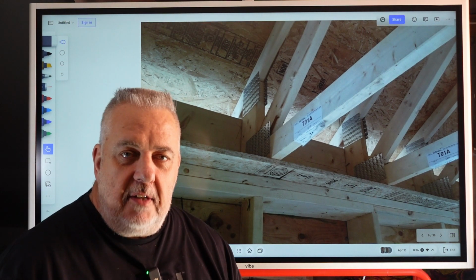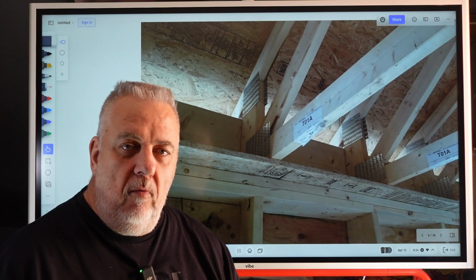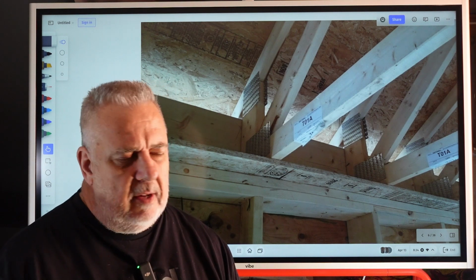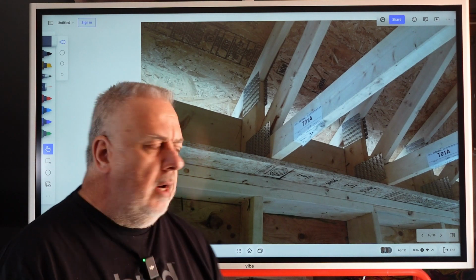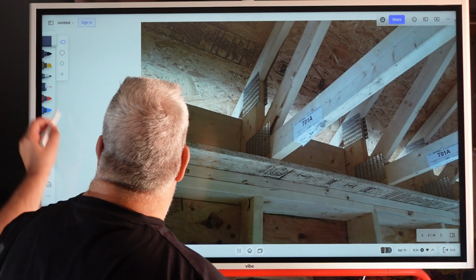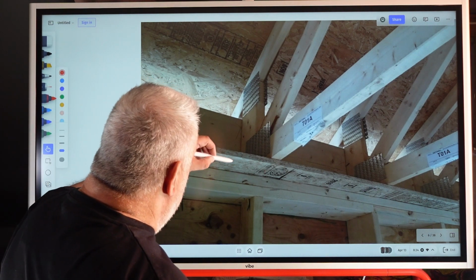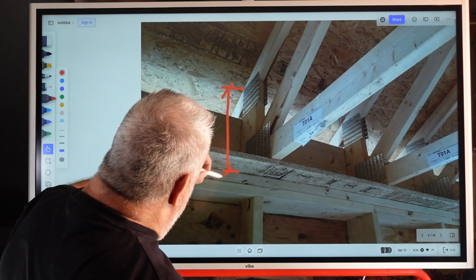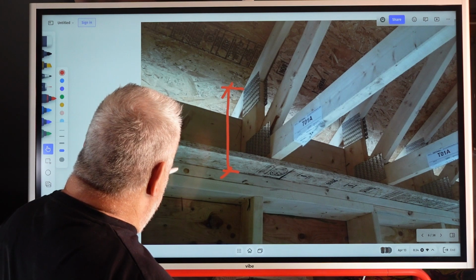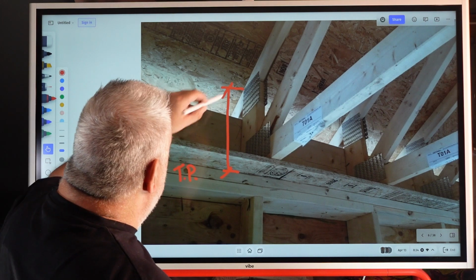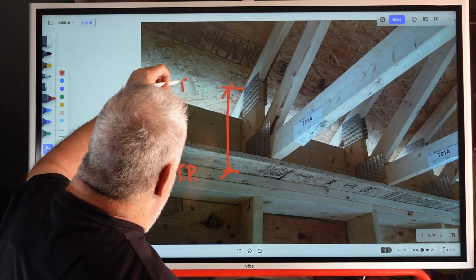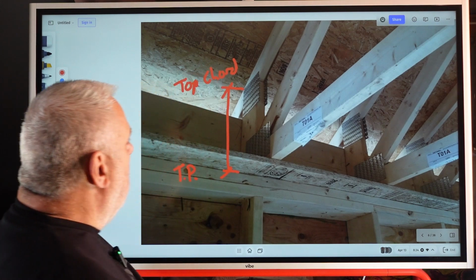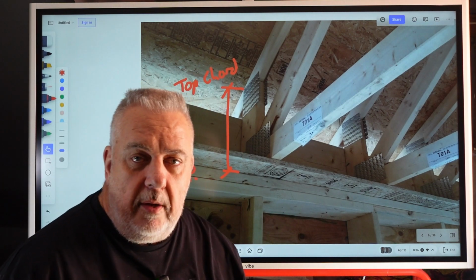And today's discussion, let's talk about raised heel or energy trusses. So you hear energy trusses, raised heel. I think there's another name that escapes me at the moment. But basically what we're talking about is the heel height, right? And the heel height is the height from the top plate here to the top of the upper cord, top of the top cord.